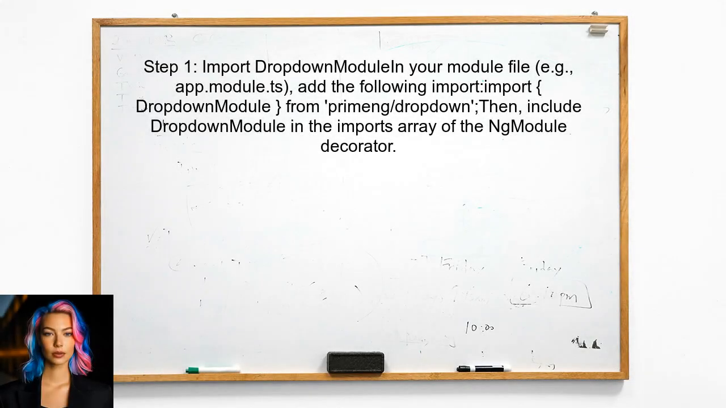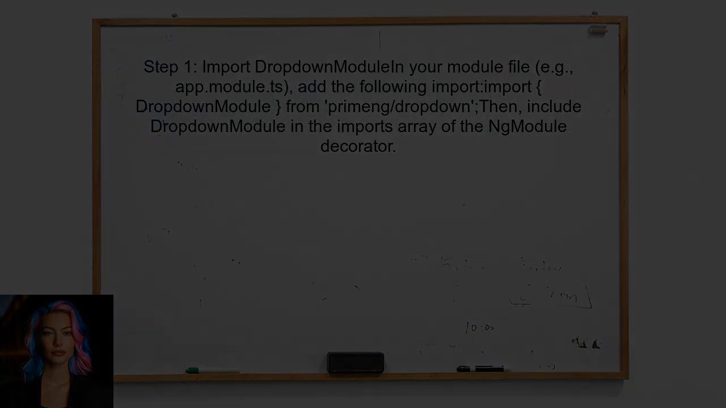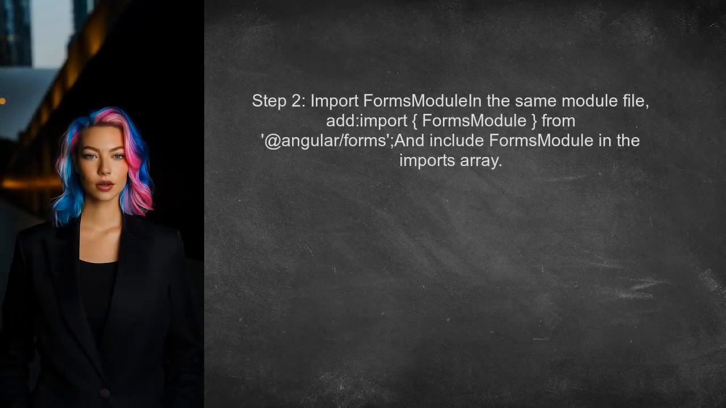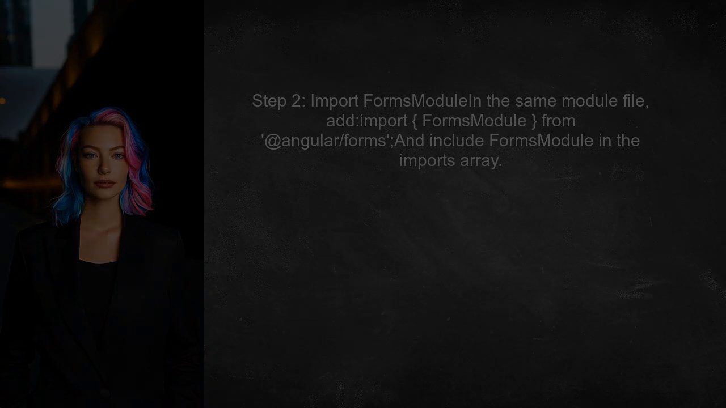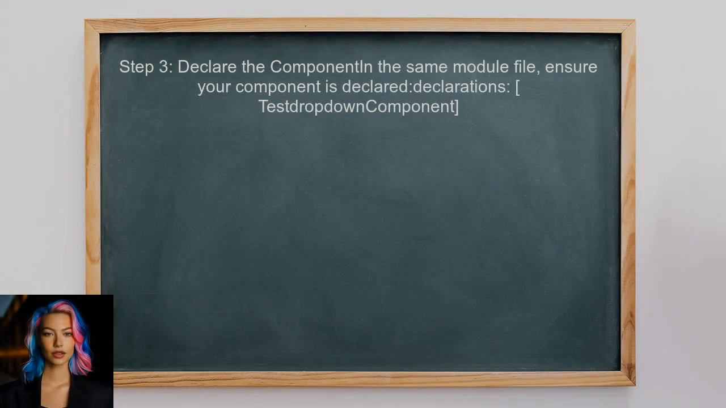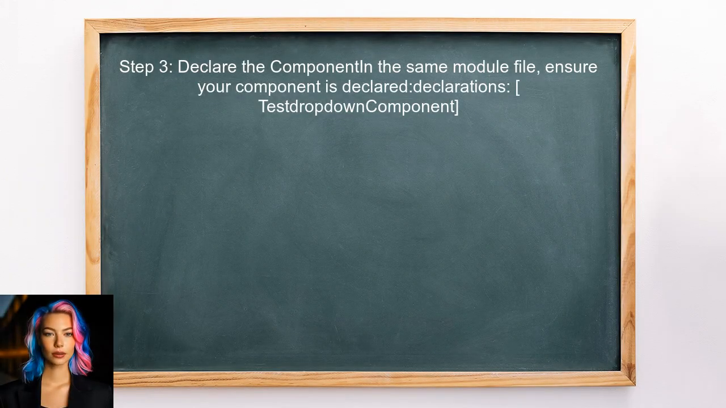To resolve the error with the PrimeNG dropdown component, the user should first ensure that the dropdown module is imported correctly in the Angular module where the component is declared. Next, the user should check if the Forms module is also imported. This is necessary for using ngModel with the dropdown. After ensuring both modules are imported, the user should verify that the component is declared in the same module. This is crucial for Angular to recognize the component.